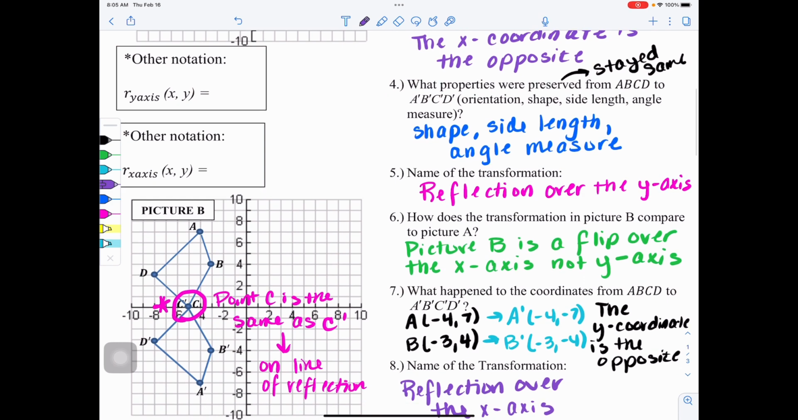So to technically name that transformation, it would be a reflection. As you know from the previous lesson, a flip is a reflection. And because it was over the y-axis, that needs to be included in the description. So a reflection over the y-axis.